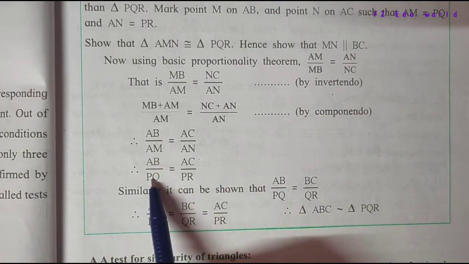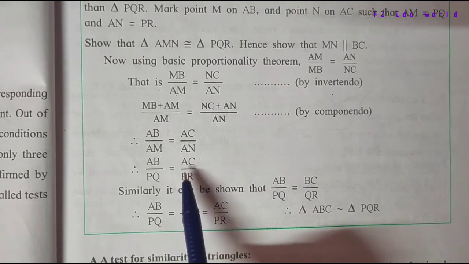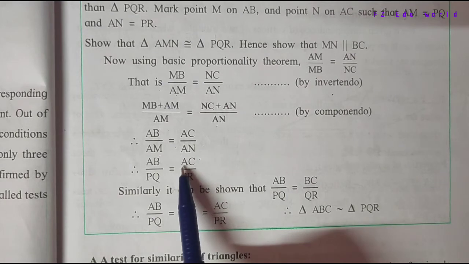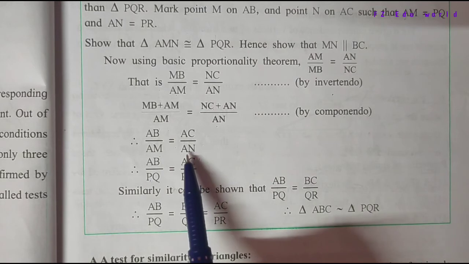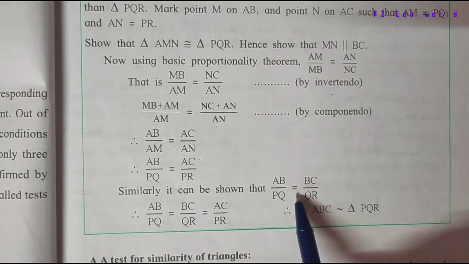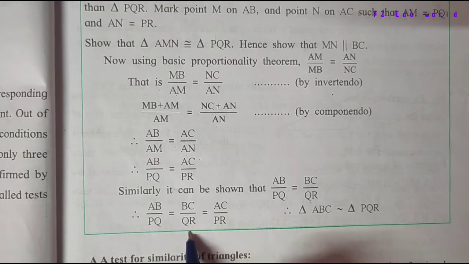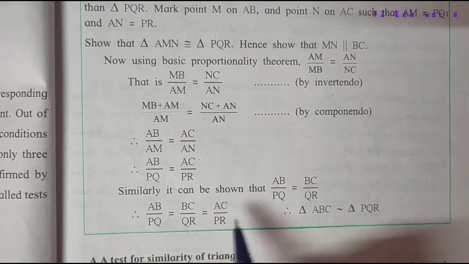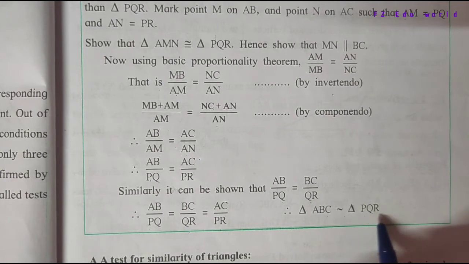Therefore, AB upon PQ, as we showed that PQ is equal to AM and AN is equal to PR. So we can write PQ instead of AM and PR instead of AN. Similarly, it can be shown that AB upon PQ is equal to BC upon QR. So AB upon PQ is equal to BC upon QR is equal to AC upon PR. Therefore, triangle ABC is similar to triangle PQR.